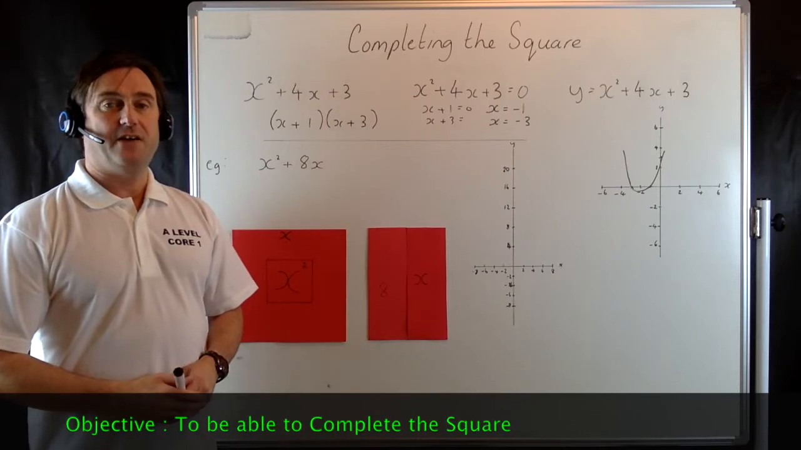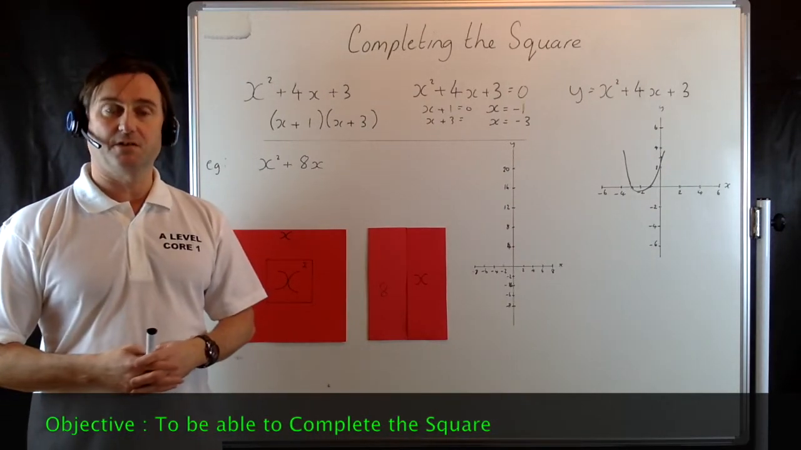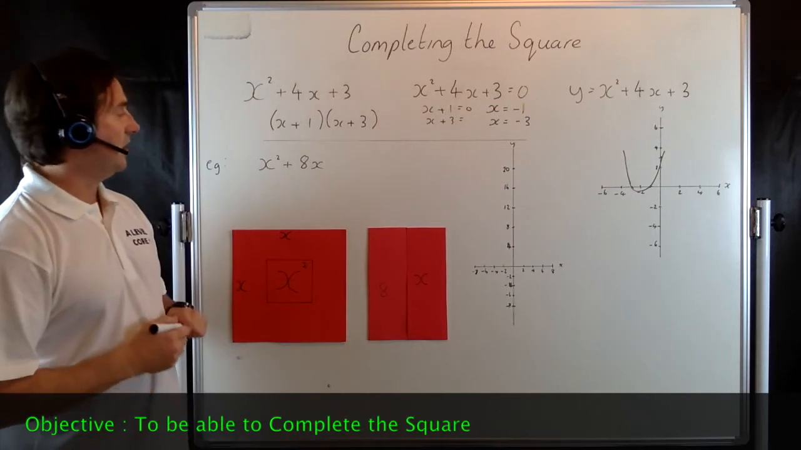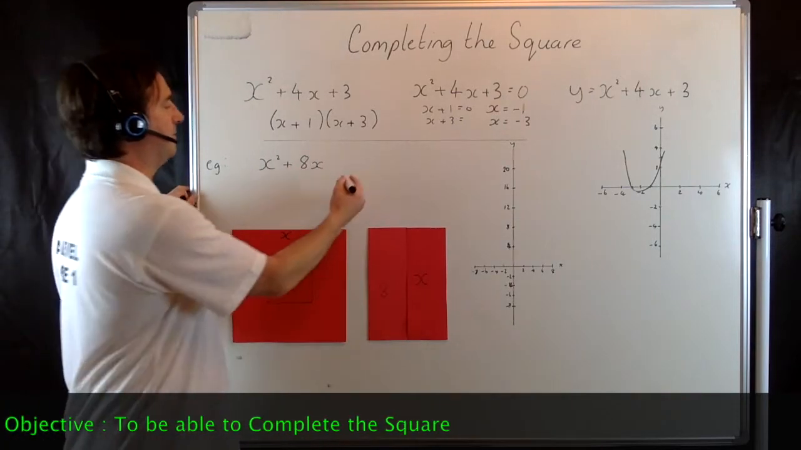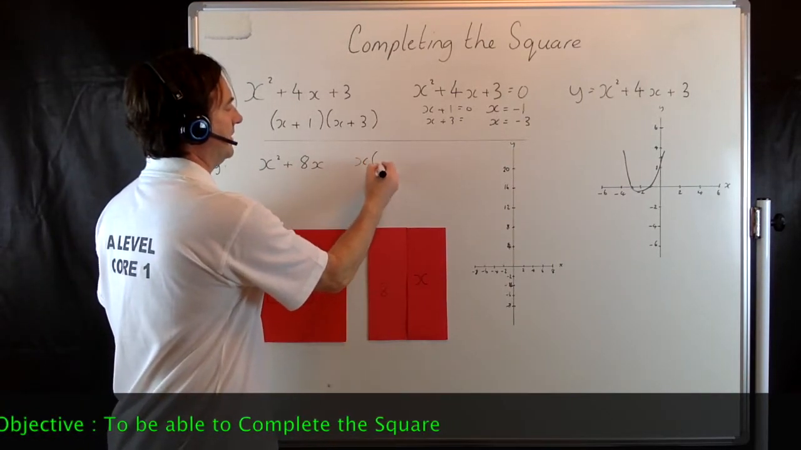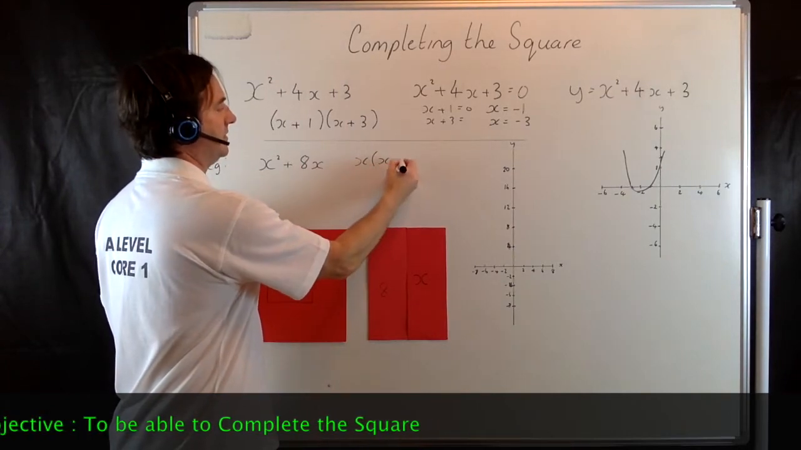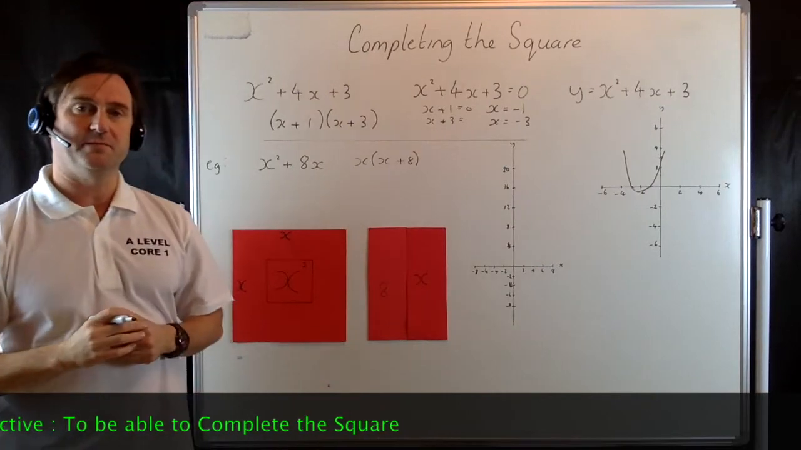What I want to do now is look at this expression here, x squared plus 8x, and I'm going to complete the square on this expression. So I'm going to do this normally. I'm going to factorise this normally first of all. I could just take the x out, and I have x times x is x squared plus 8, and I can factorise that normally.